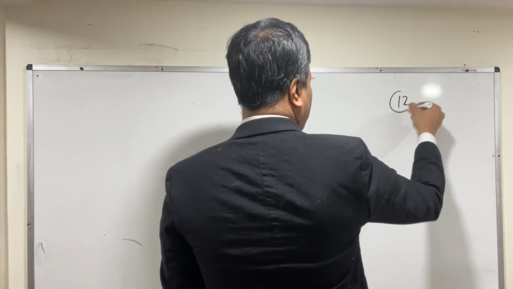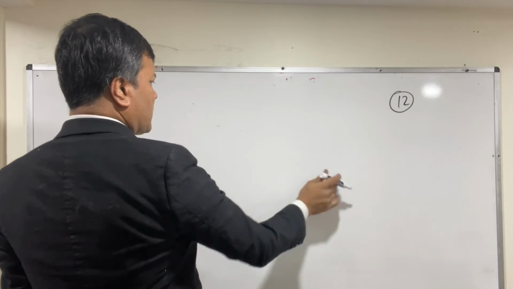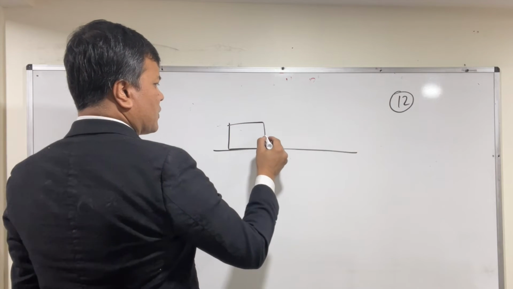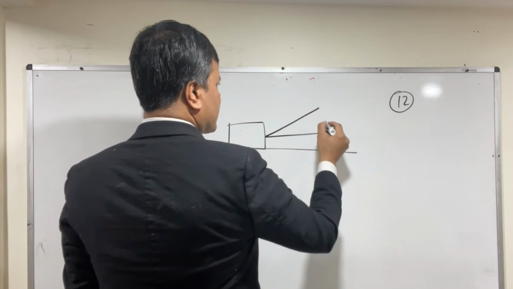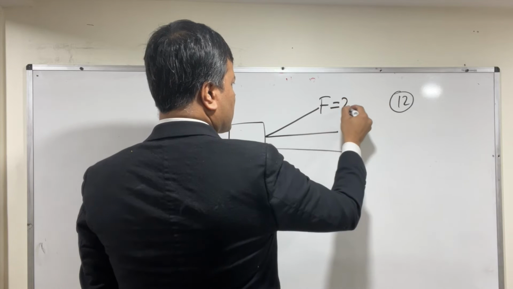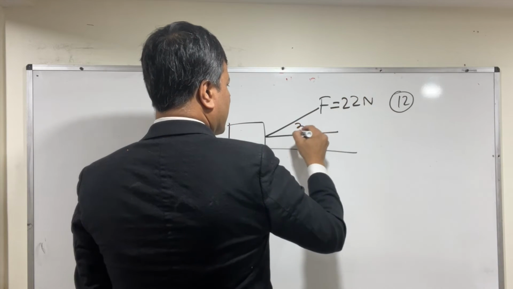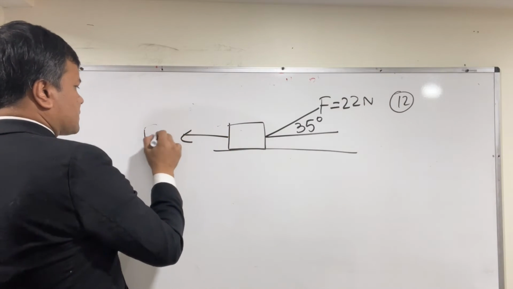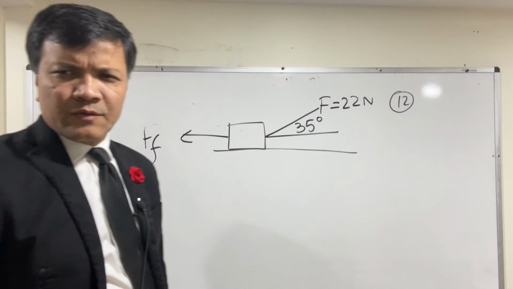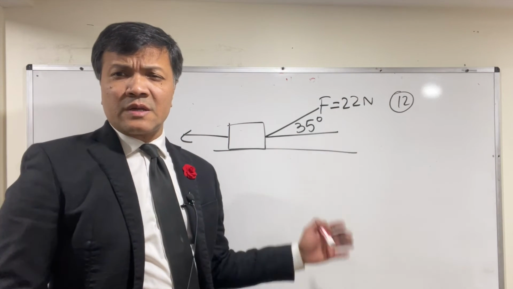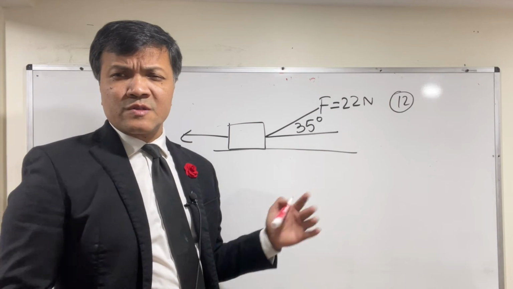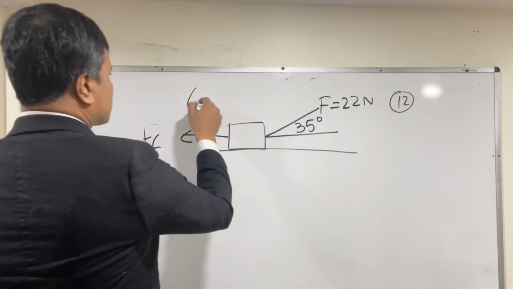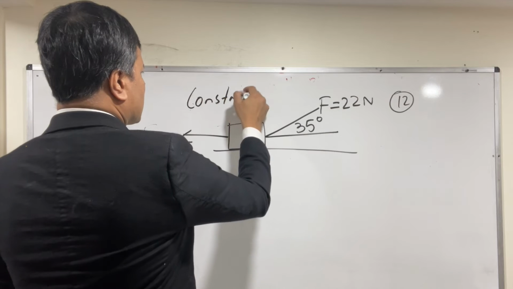Problem number 12 is a trigonometry problem. There is a box, and someone is pulling the box with 22 Newton at a 35-degree angle. We want to know what is the force of friction. That's it, very simple. I did not give you what type of material it is. I did not tell you how many kilograms the box is, but one thing I told you is that the box moves with constant velocity.